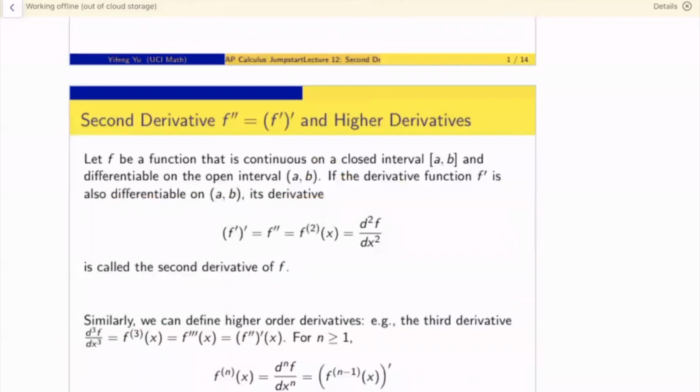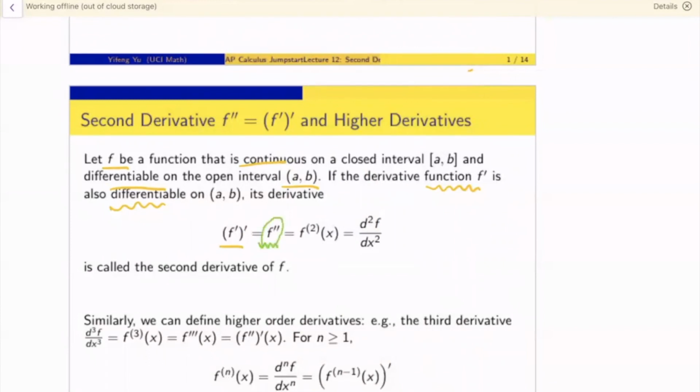Suppose we have a function f, which is continuous and differentiable on the open interval (a, b). Because it's differentiable, we have the derivative function f'. The point is, if this function is also differentiable, then we can take the derivative again. So we take the derivative of the derivative, and we get something called the second derivative.